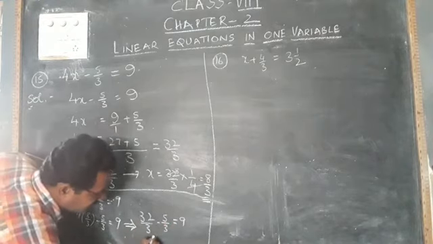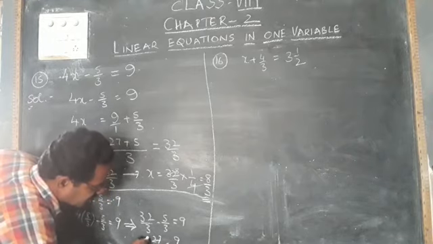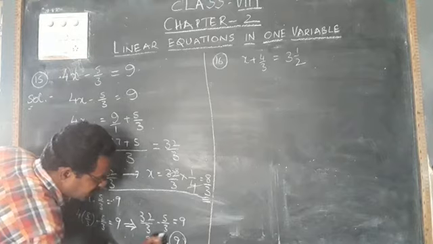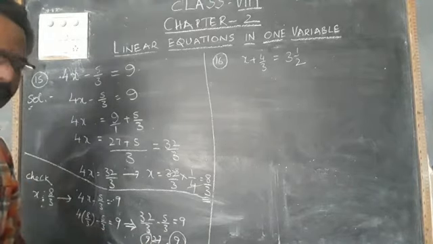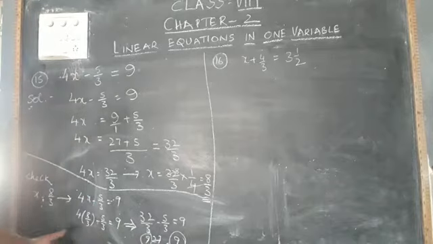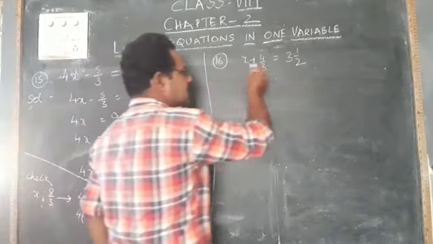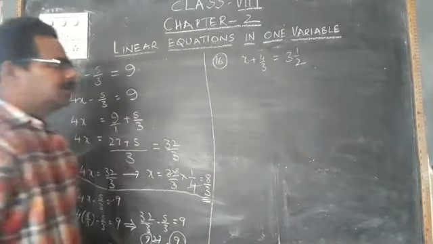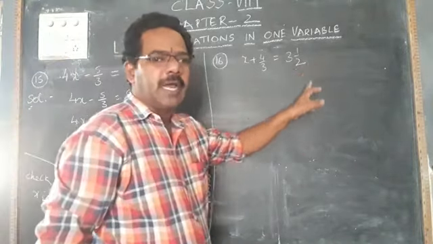32 minus 5 is 27 by 3, which is equal to 9. 3 threes are 9. So on both sides we got 9. LHS is equal to RHS. Understand? So that's why the solution is correct. Now the 16th sum: x plus 4 by 3 is equal to 3 and 1 by 2.